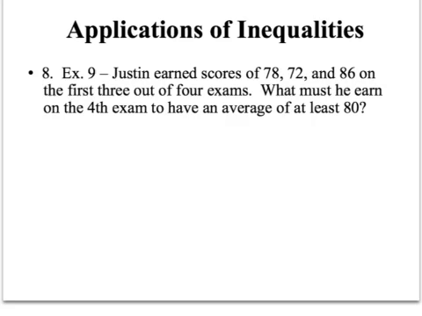Alright, last example. Justin earned scores of 78, 72, and 86 on the first 3 out of 4 exams. What must he earn on the 4th exam to have an average of at least 80? Alright, it says at least, which means he can earn an 80, but he could also earn 85, he could also earn a 90. So that tells me that I want to use the inequality of greater than or equal to. Well, the question deals with average. So hopefully you remember how to find average.